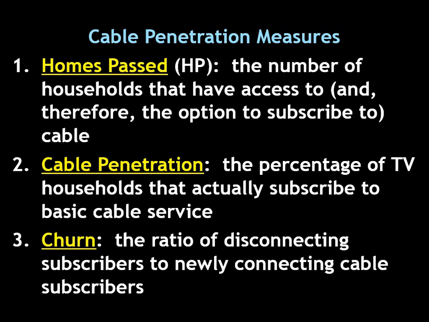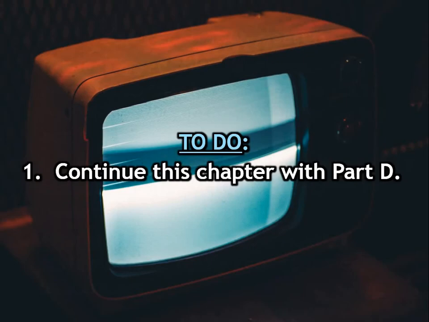Churn is the ratio of disconnecting subscribers to newly connecting cable subscribers. So churn is that idea of trying to keep track of how many new people are subscribing to cable and how many are dropping off. And hopefully more people are connecting than are disconnecting, at least in the eyes of the cable operator.